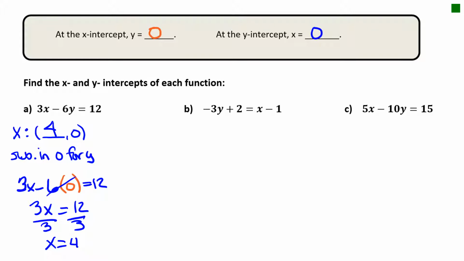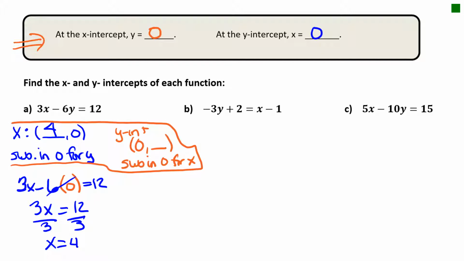Okay, the y-intercept is going to be a point 0, y. So you're going to substitute in 0 for x. You probably should be writing that down. Write down this stuff up here, the intercepts, and then write this part right there, okay? X-intercept is going to be something 0, substitute 0 in for y. Y-intercept is going to be 0 something, substitute 0 in for x.